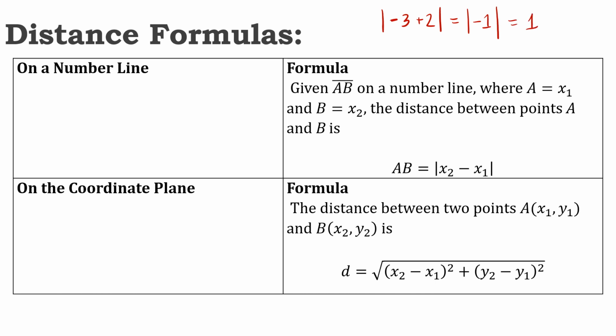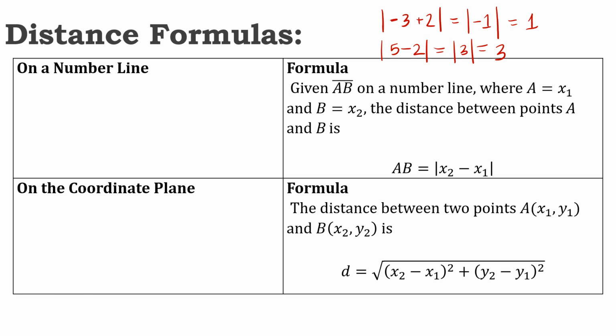And then similarly, if you had something like the absolute value of 5 minus 2, work inside the absolute value, simplify that first. 5 minus 2 is 3. The absolute value of 3, well, 3 is already positive, so nothing changes. It's just 3.